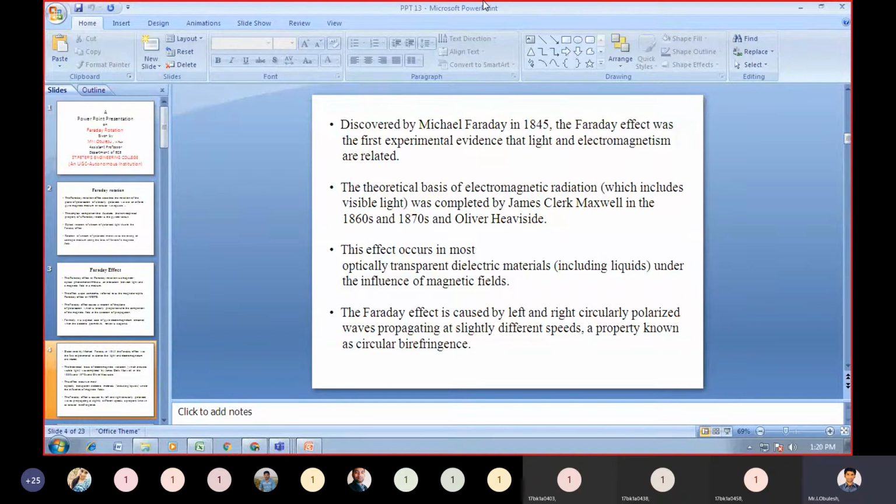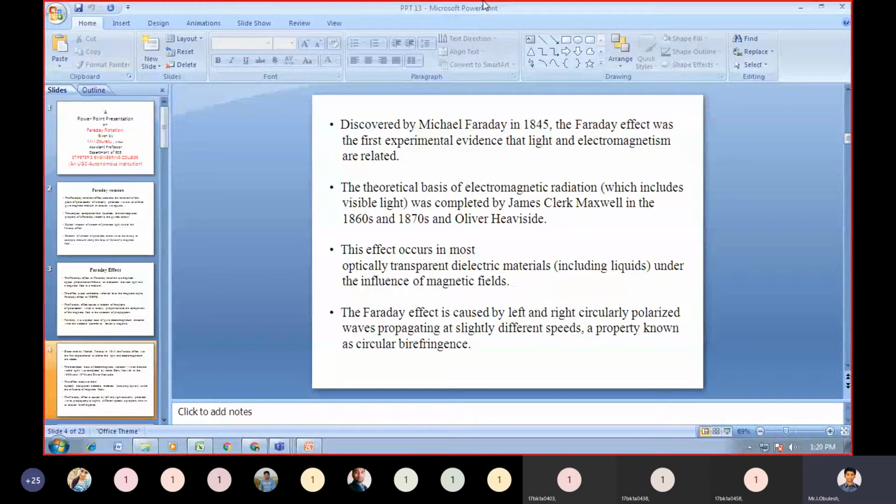This effect occurs in most optically transparent dielectric materials, including liquids, under the influence of magnetic fields.